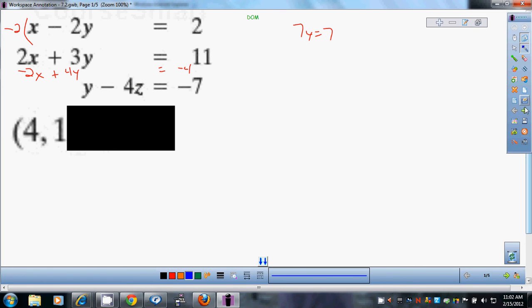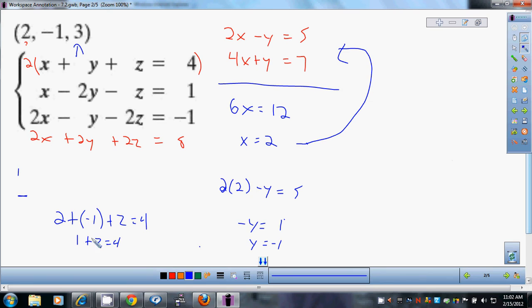No, z was 3. You plugged in negative 1 and 2 for x and y, so 2 plus negative 1 plus z. So it's 1 plus z equals 4. Subtract the 1, you get 3.